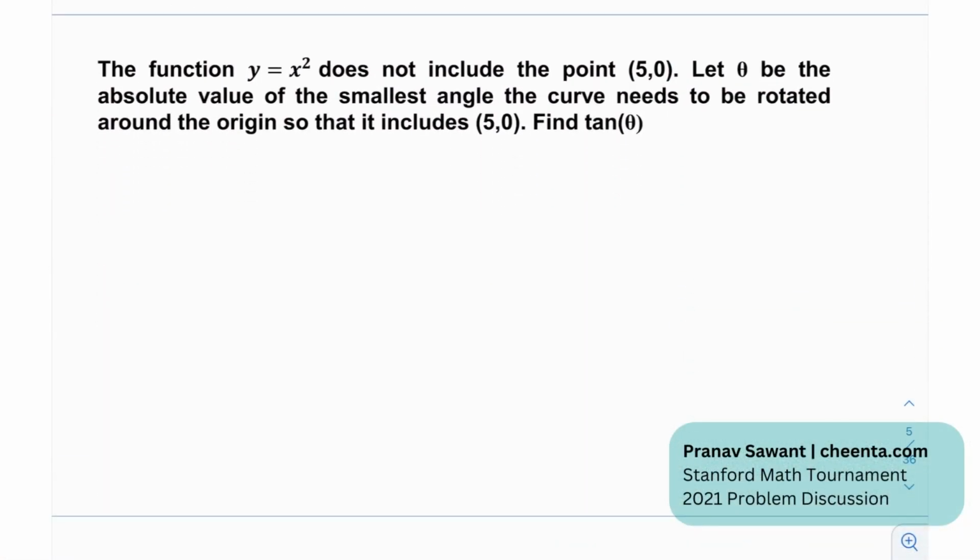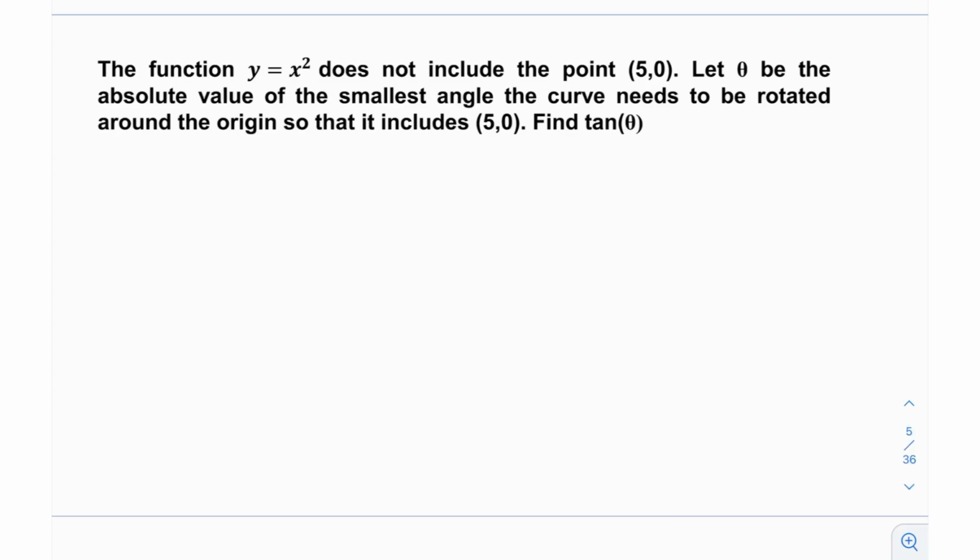So what are they trying to tell us? The function y is equal to x squared does not include the point (5, 0). I think that's pretty obvious, right? It includes the point (5, 25), but not (5, 0). Okay. So let theta be the absolute value, so theta is positive, of the smallest angle the curve needs to be rotated around the origin so that it includes (5, 0), and then find the tangent of that angle.